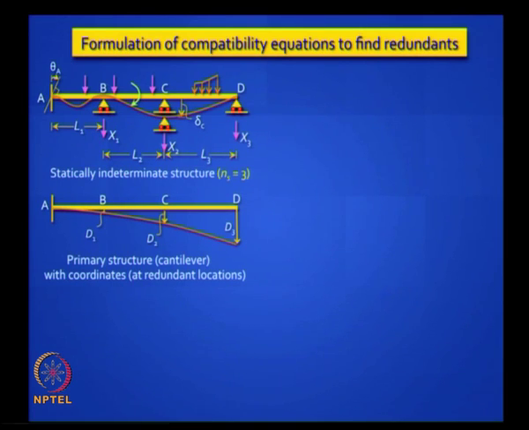D1 is 0 in the original problem. What is D2? Plus delta C. And what is D3? 0. So these are your governing compatibility equations. These are what the right hand side of those equations should look like. Okay, 0, delta C, 0.